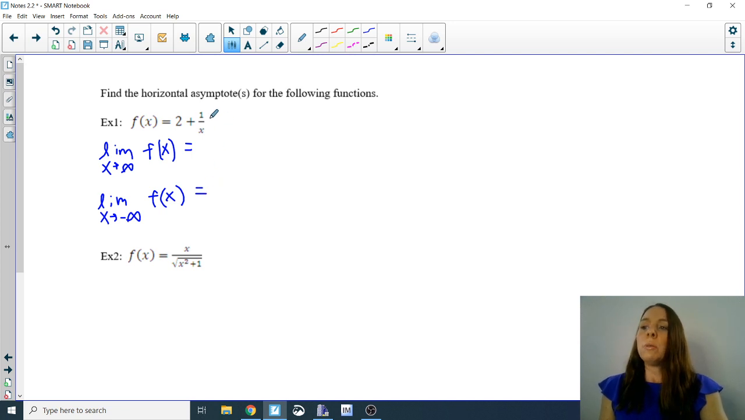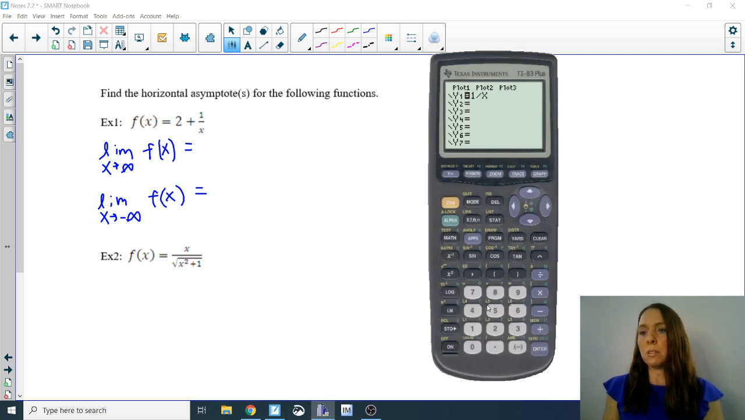And so what you would want to be thinking about now is what happens when I plug something in for x, and then I plug something larger in for x, and then I plug something larger and larger and larger in. Some of you may be able to see the answer right off the bat. Some of you might want to think about it a little bit more. Maybe you even just want to go to your calculator here and do some numerical analysis like this.